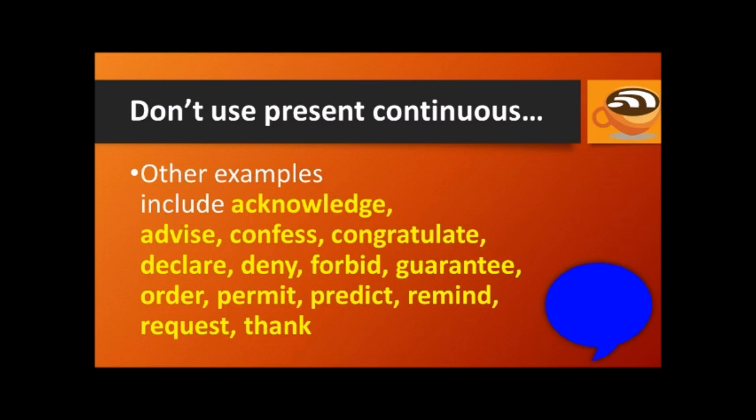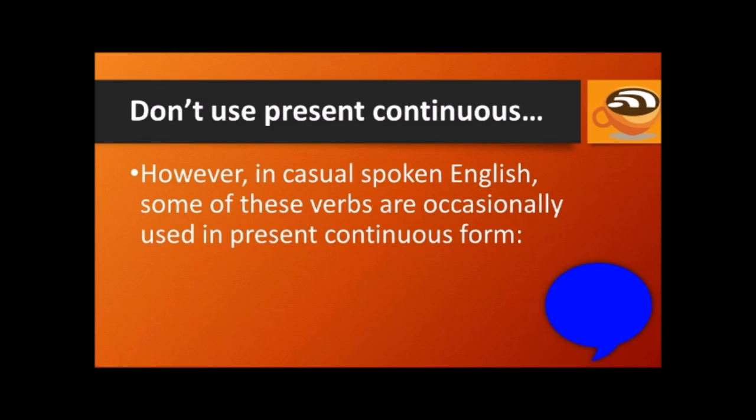Other examples include acknowledge, advise, confess, congratulate, declare, deny, forbid, guarantee, order, permit, predict, remind, request, and thank. These verbs are usually not used in the present continuous. However, in casual spoken English, some of these verbs are occasionally used in present continuous form.